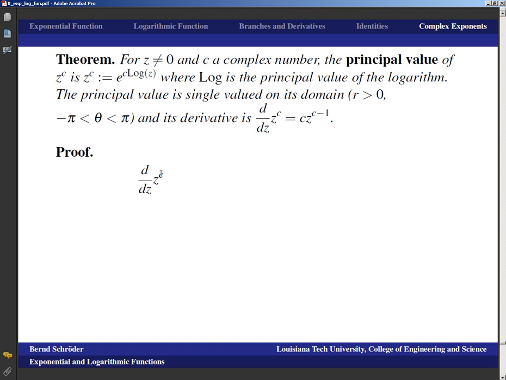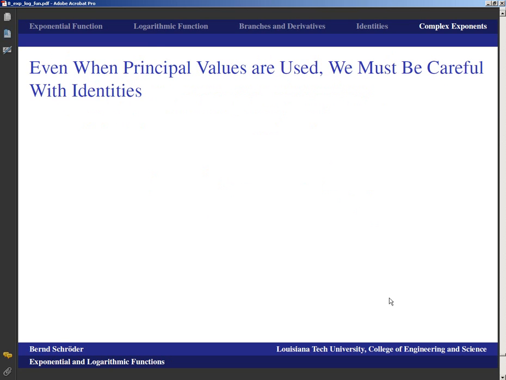And we can because, well, if we take the derivative of z to the c, that's the derivative of e to the c log z. Well, we know how to differentiate the exponential and the principal value of the logarithm. The derivative of the exponential is itself times the derivative of the exponent, which is c times 1 over z, which is c times z to the c times 1 over z, which is c times z to the c minus 1. And that's, of course, exactly what we did claim here.